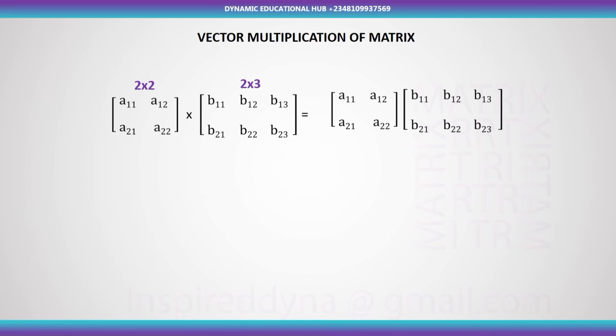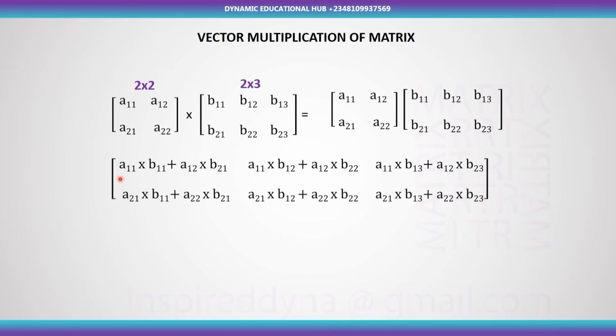Now what if we have 2 by 2 multiplied by 2 by 3? You see, it is possible for us to multiply them together. Just check this number. 2 here, which happens to be a column, corresponds with 2 here, which happens to be a row. So we can multiply them together. It's still the same method. This is going to be our answer, and then you pick your row for the first matrix against the column. It's as simple as that.